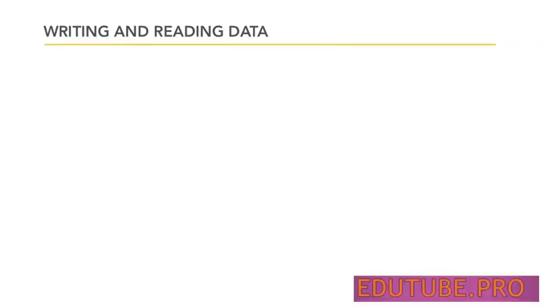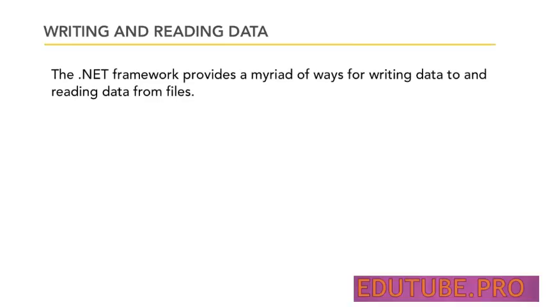The last example that we're going to look at in this section is probably the one you've been waiting for, and that is actually writing and reading data to and from files. Now, there's lots of ways to do this in the .NET framework. The .NET framework provides a whole bunch of ways for writing data to and reading from files. There's probably more ways to do this than there are ways to order sushi. But we're only going to look at some of the more simple ways of doing this.